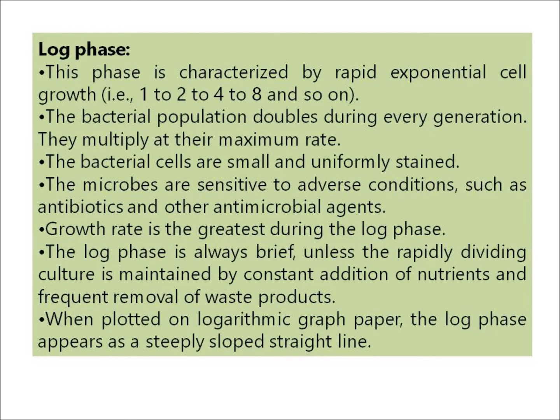The second phase is log phase. This phase is characterized by rapid exponential cell growth, that is 1 to 2, 2 to 4, 4 to 8 and so on. The bacterial population doubles during every generation. They multiply at their maximum rate. The bacterial cells are small and uniformly stained. The microbes are sensitive to adverse conditions such as antibiotics and other antimicrobial agents. Growth rate is greatest during the log phase.